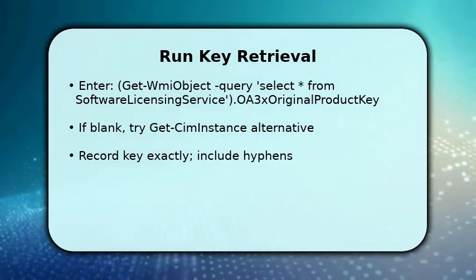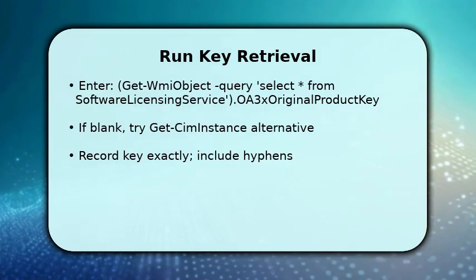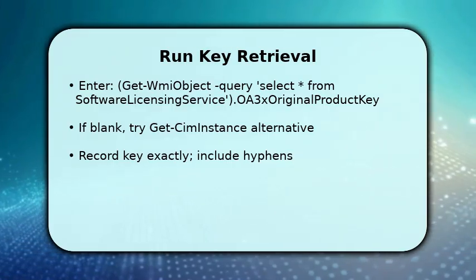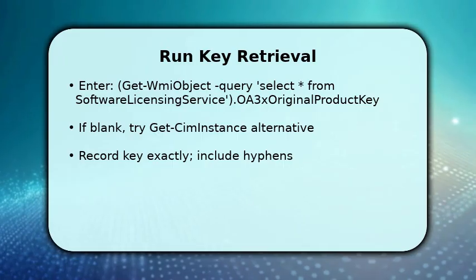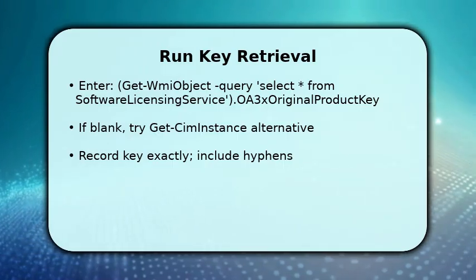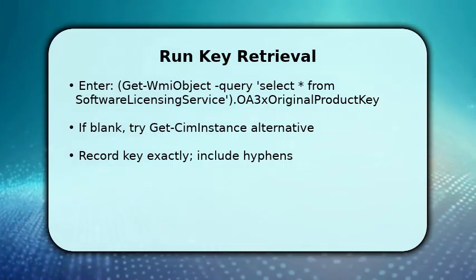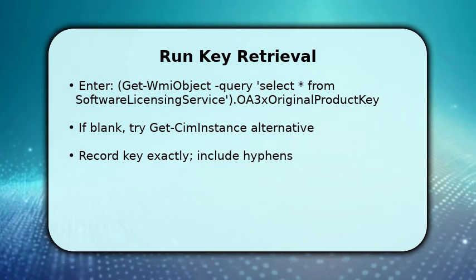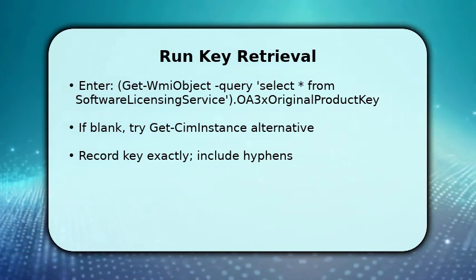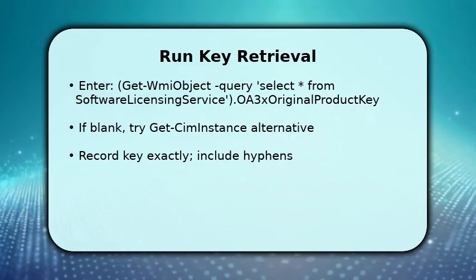If that returns blank, then try Get-CimInstance -ClassName SoftwareLicensingService as an alternative. Different systems expose the value differently. When a key appears, copy it exactly including hyphens. Make sure to store it securely because you may need it for reinstall or activation.